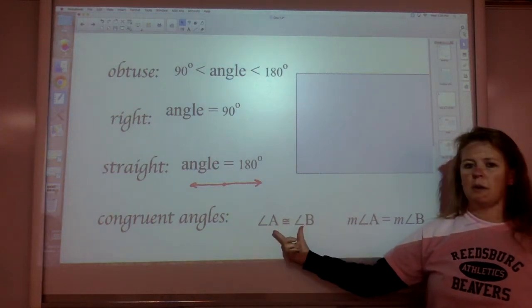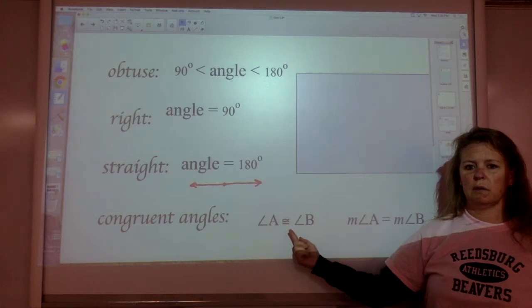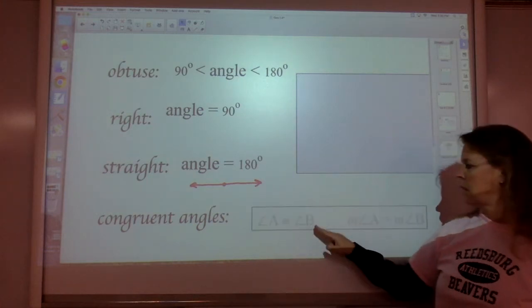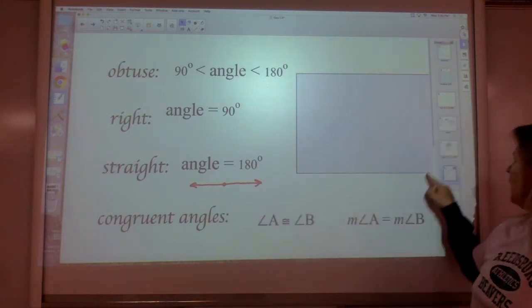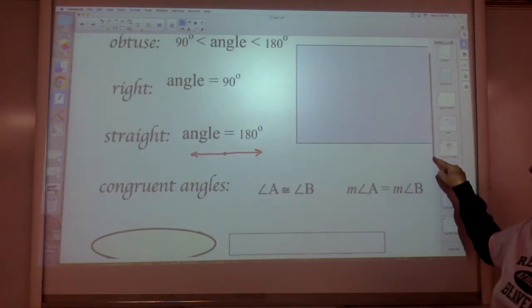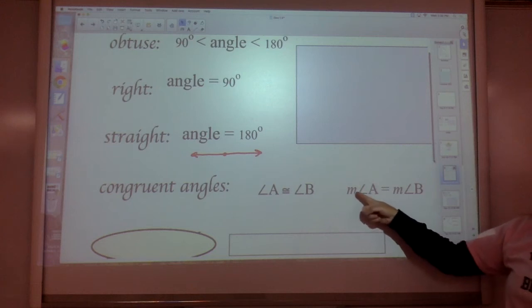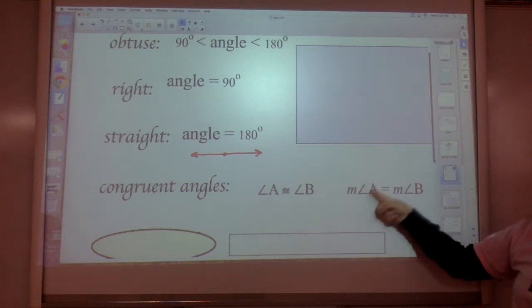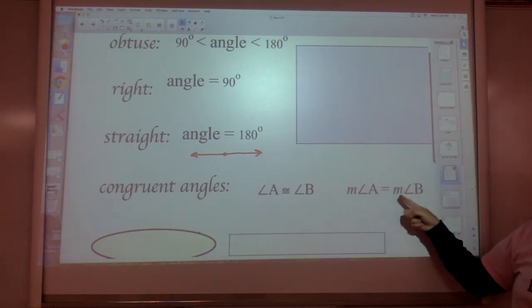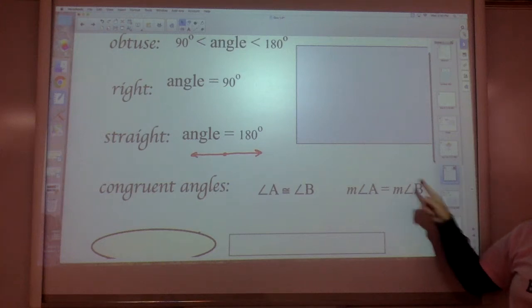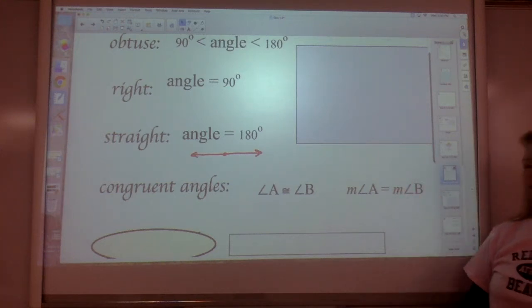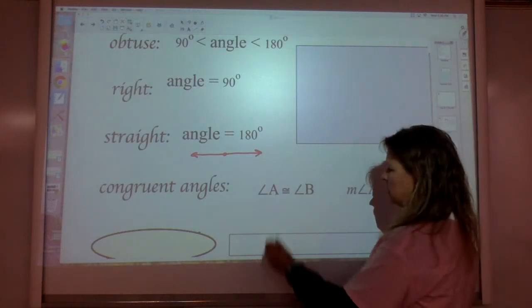If you are comparing two objects, you use a congruent symbol. Make sure that you mark that as a congruent symbol. If you are comparing how big the angle is, for example, 70 degrees, you have to then put an M in front of it. The measure of angle A equals the measure of angle B. If you're talking equals, you're talking size. We already went through this when we talked about segments.